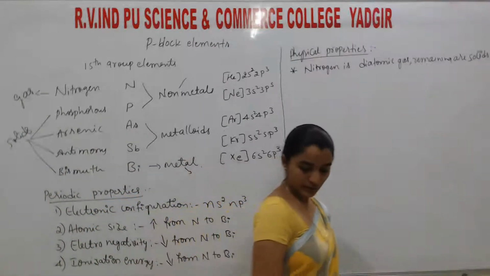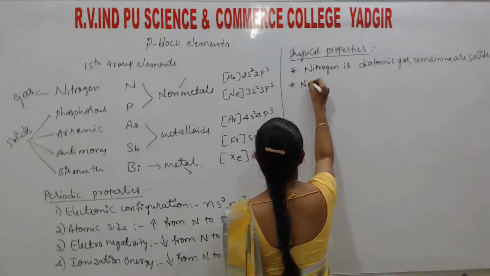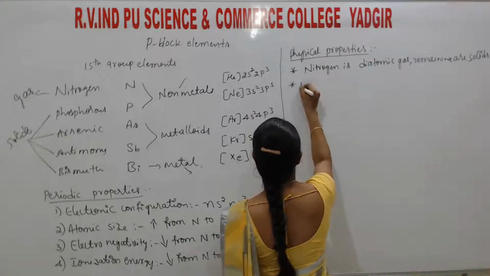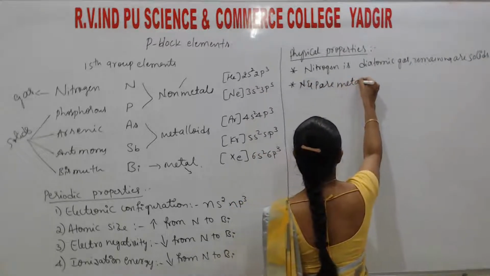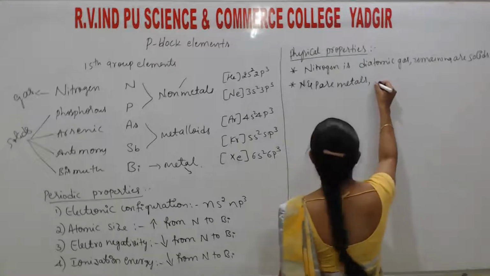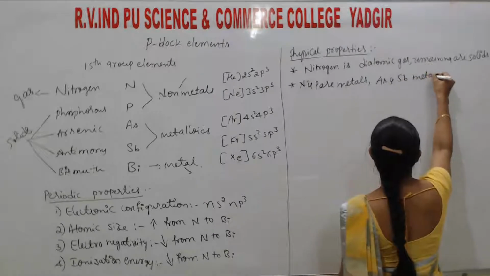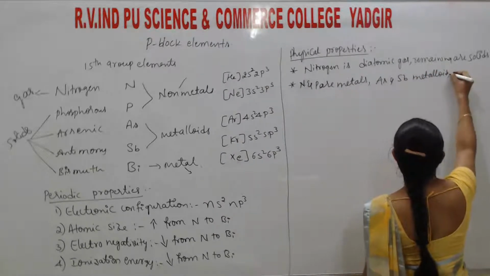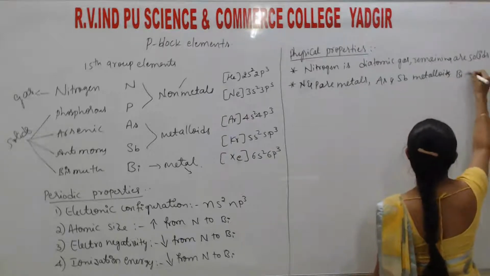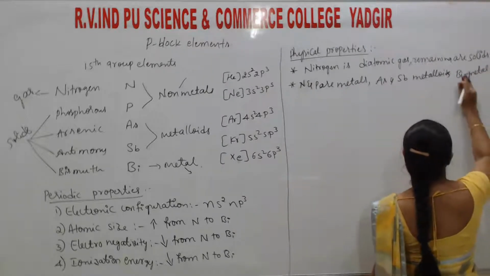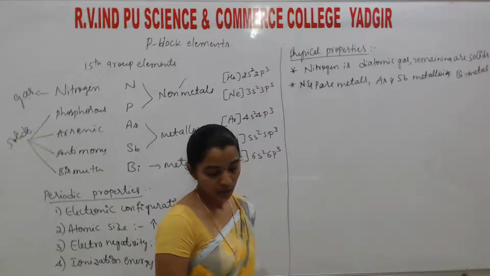Okay, so the next one is nitrogen and phosphorus are non-metals. Arsenic and antimony are metalloids. Okay, and the last one, bismuth is a metal. Bismuth is a metal. That is the physical property.